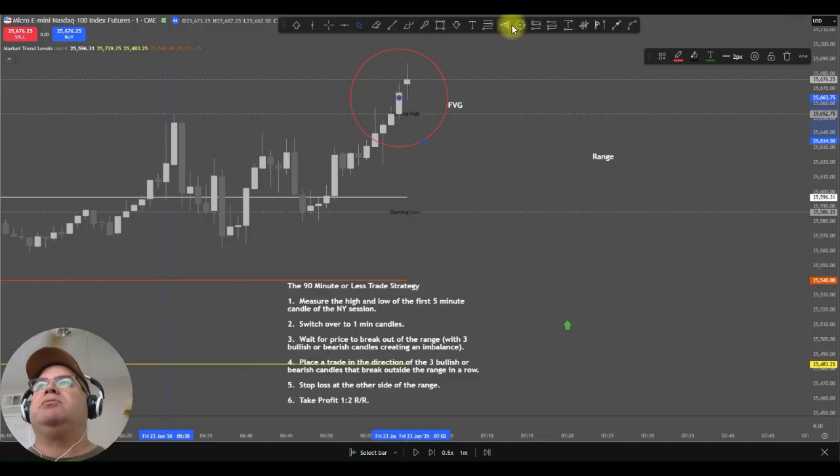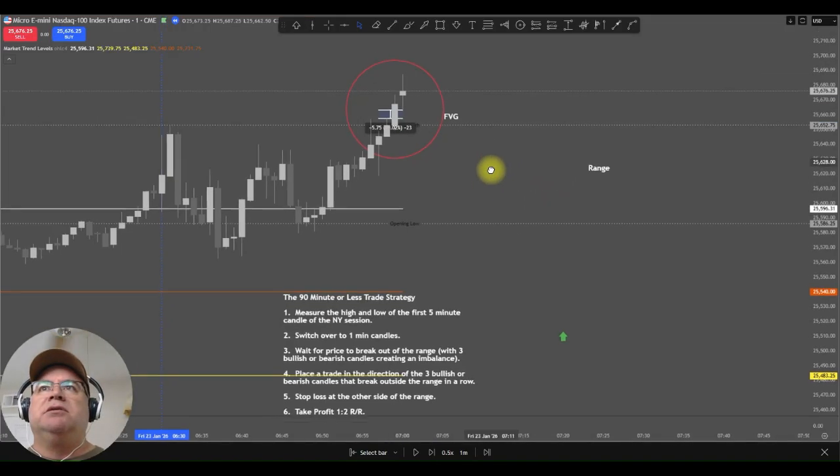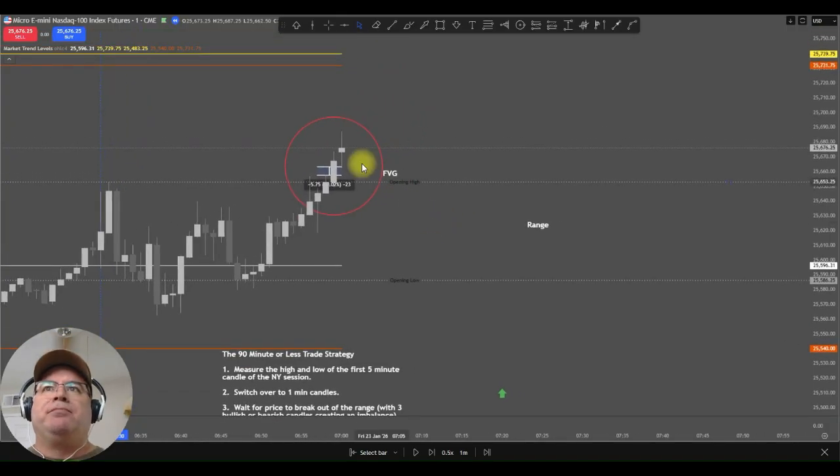All right, let me just pull out a range tool here and show you. I don't care what the size of it is. I just want to make sure there's an imbalance. And we look, and you see that there is a gap there. That gap is a fair value gap. Since that is the case, there's our 3rd bullish candle. Even though it's almost a doji, it counts.